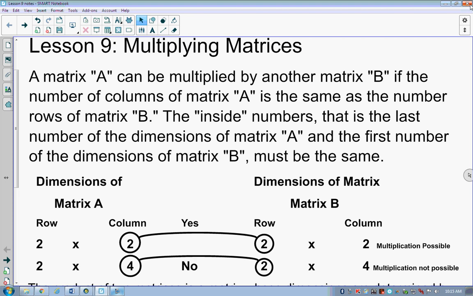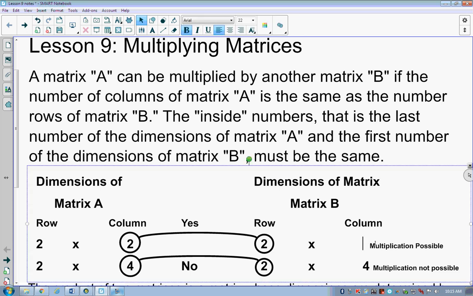Okay, so just looking at this first part here, if I have a 2 by 2 matrix, I can multiply that by a 2 by 2 matrix B. Or even if I change this to a 2 by 8, I can still multiply those two matrices. The part that matters is, do the columns from matrix A match the rows in matrix B? And if that's the case, I can multiply them.